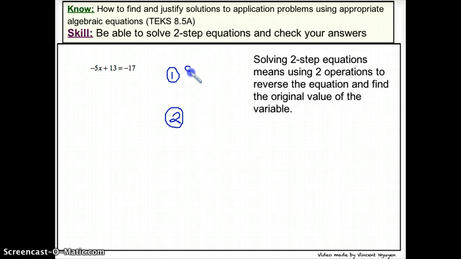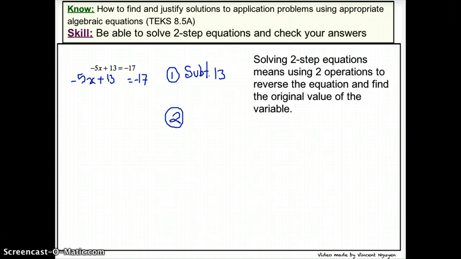So I'm going to put here subtract. SUBT, that means subtract 13. Now I'm going to show you how to do this horizontally. So you would write down your equation, negative 5x plus 13. If you want to do this horizontally, you're going to leave a little bit of space there because you're going to subtract 13, and then you bring down the equal sign, write down the right-hand side, negative 17.